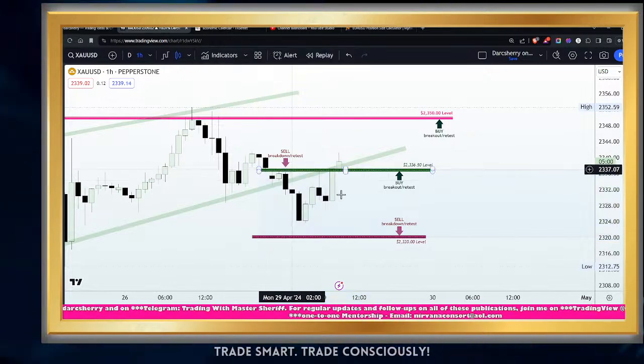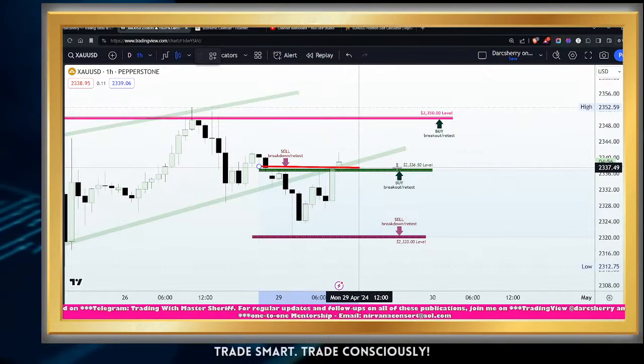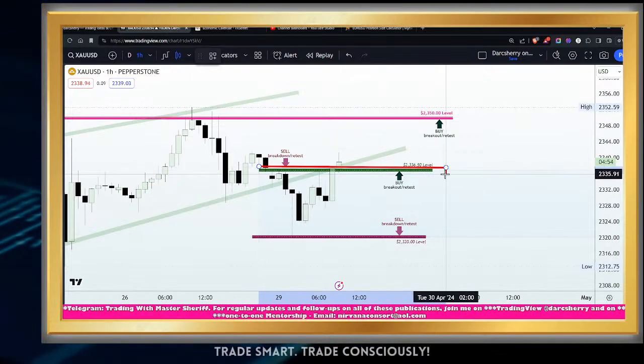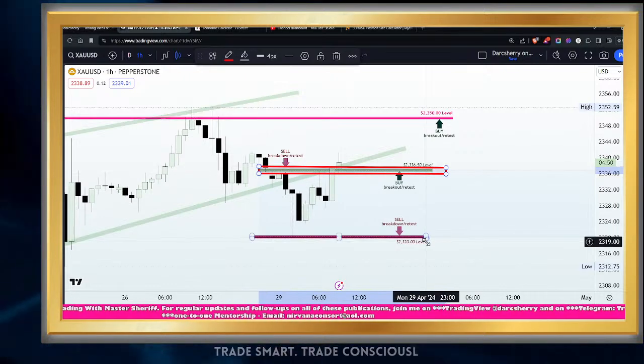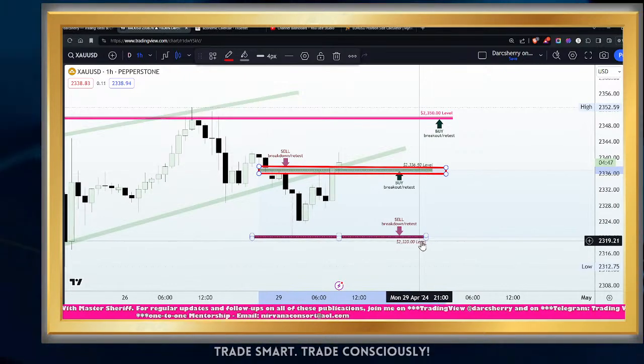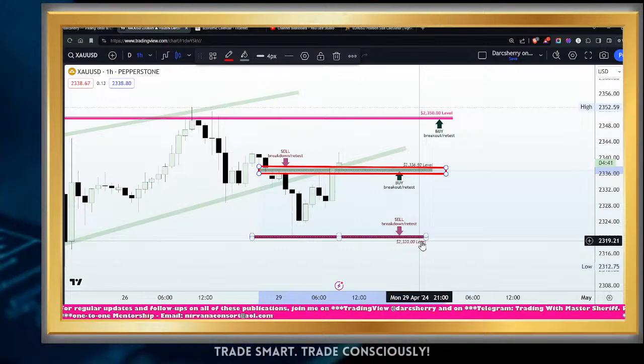Now, at this point, I already have a buy position triggered after price has broken out of this $2,336.50 level. For those of you who are with me on both my TradingView and Telegram platform who saw my updates this morning, you must have taken advantage of this move.